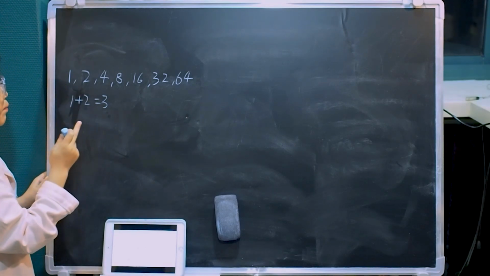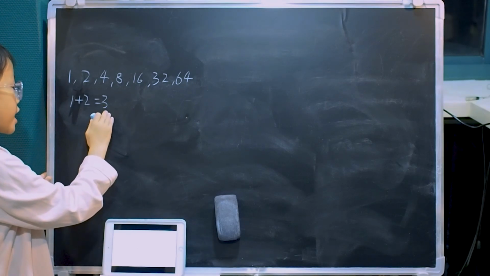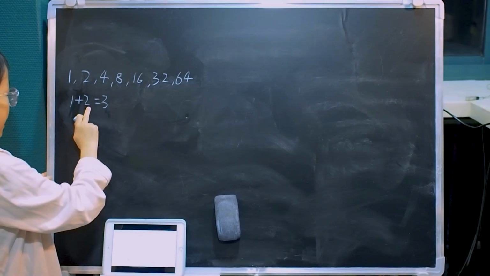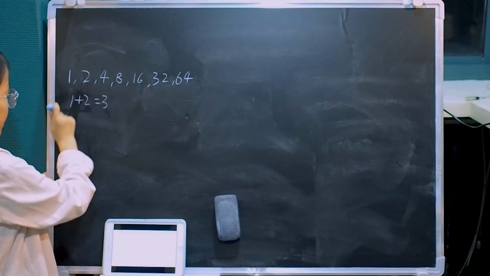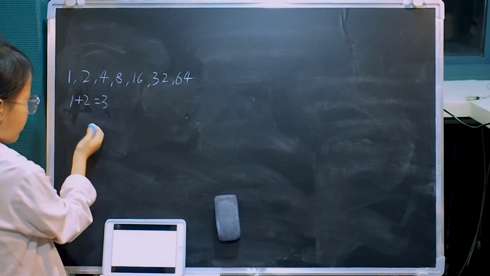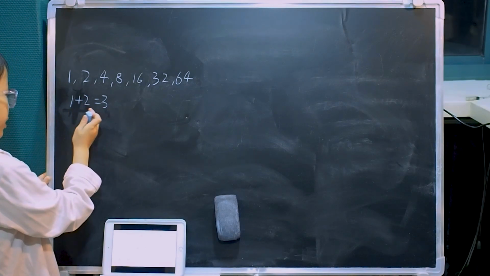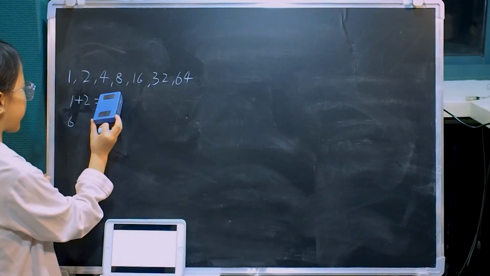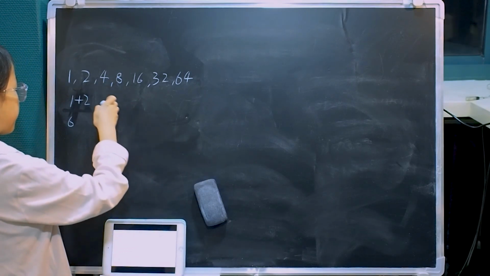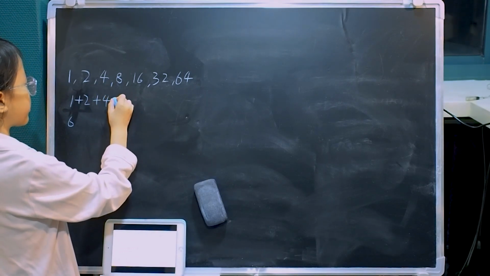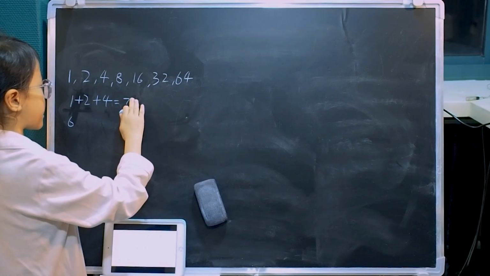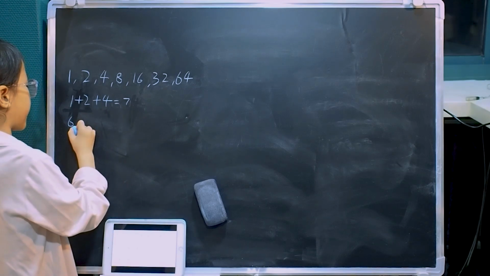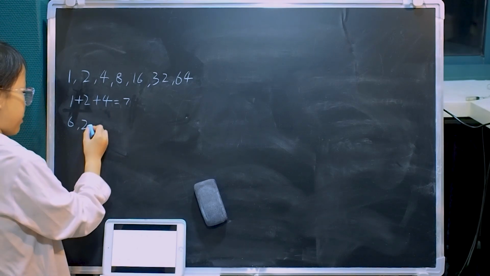And 3 is prime, so we can multiply 3 by the last value in the series, which is 2. When you multiply them together, you get 6. So 6 is the first perfect number. Then when you add 4, you get 7, and 7 is a prime. So 7 times 4 gives you the next perfect number, 28.